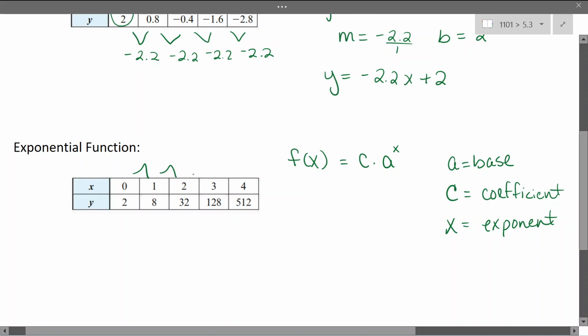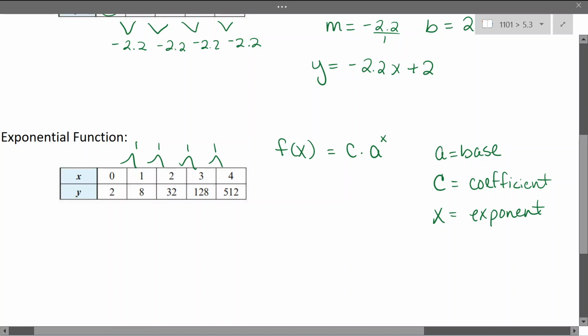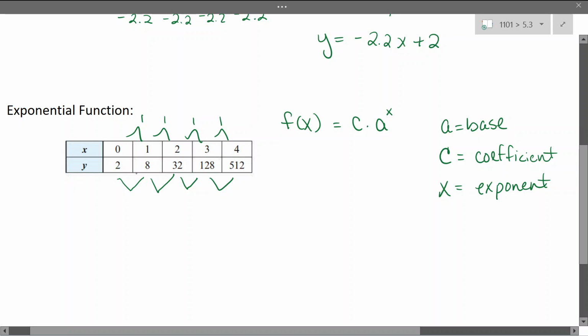It looks like all of our x's are going up by 1. And then between this first one and the second one, we go up by 6, and then we go up by 24, and that continues to change. So we know that it can't be linear. Let's look at the ratios between them.